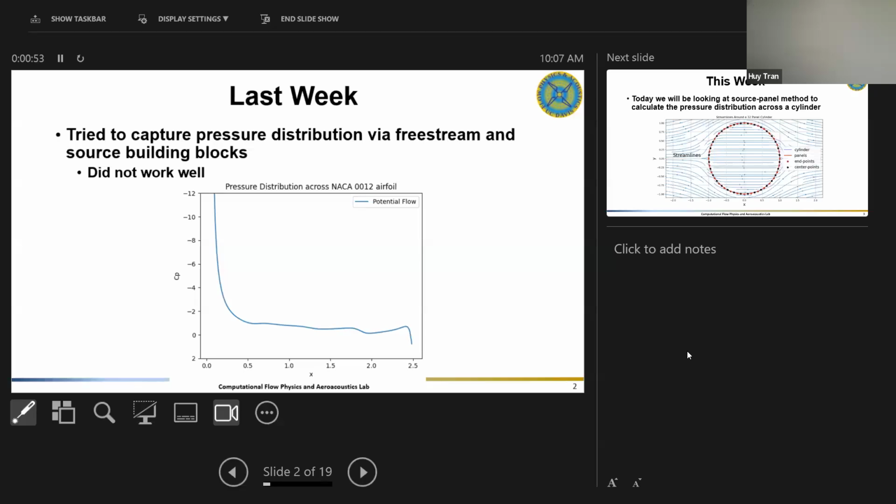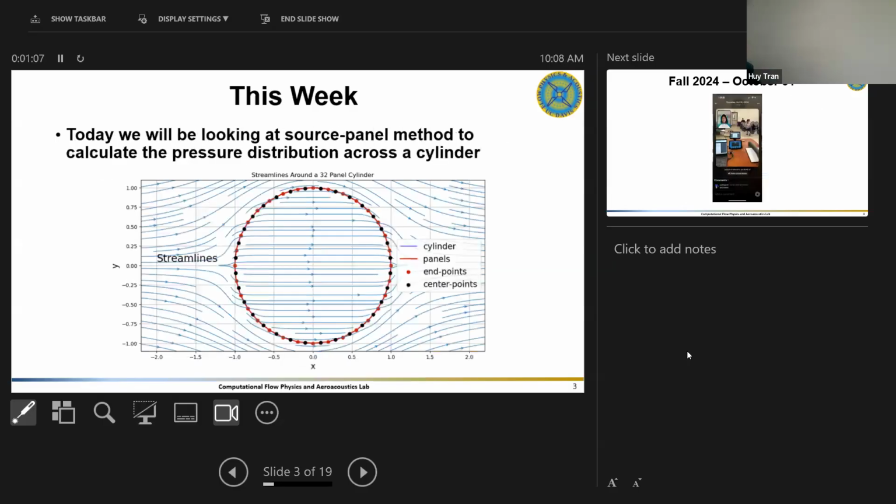So obviously, this method, while we are able to capture some trends such as the dissipation of the negative CP on the suction side, is not complete. It's not fully accurate. Therefore, this week we'll be using the source panel method that Professor Robinson has discussed in class in order to capture these pressure distributions. We're going to focus on a cylinder because it's the simplest geometry, and we have an analytical solution for this. But at the very end, I'll show how it can be applied to other airfoils.